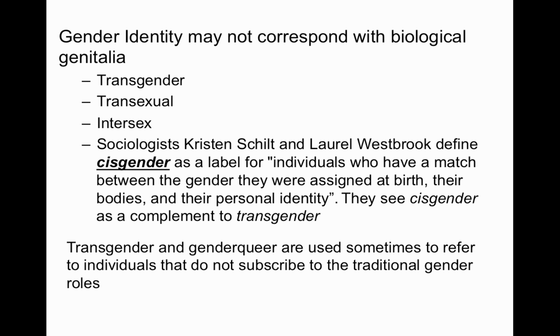Now, as I said before, gender identity does not necessarily correspond with biological genitalia. It doesn't correspond with your biological makeup, whether you were imprinted by your DNA to be either a girl or a boy. So when gender identity does not correspond with biological sex, then we have other categories that we refer to, such as transgender, transsexual, or possibly intersex if there is ambiguity as to what the primary sex characteristics of the child is. I also want to bring up the concept of cisgender.